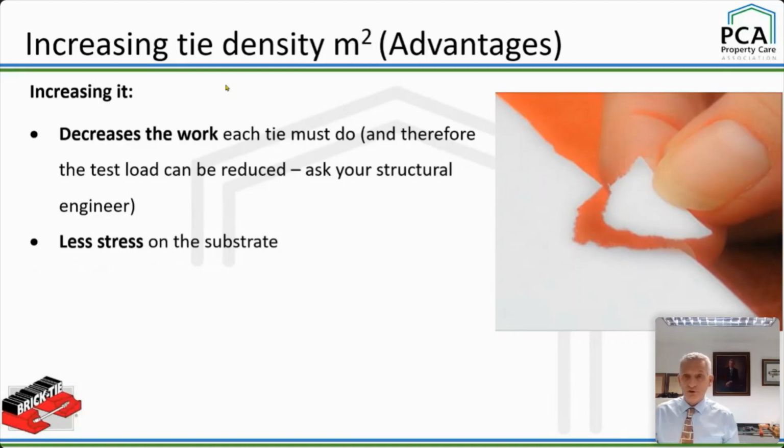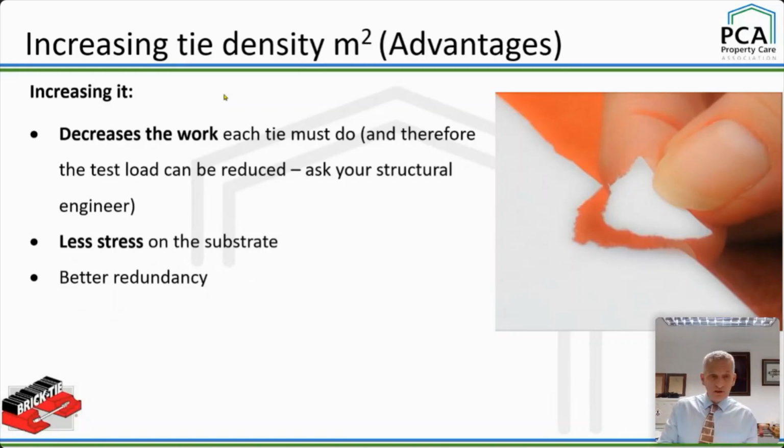That's what this photograph is showing. That's a piece of A4 paper, and I'm pulling one side and my wife's just nipped the corner and the edge. When I've pulled it, it's torn. On the next slide, you'll see an example of high density stopping that. So, less stress on the substrate, better redundancy. If one or two of the ties have hit an open perp, it's not as important if you put twice as many in, is it? So better redundancy if you increase density.